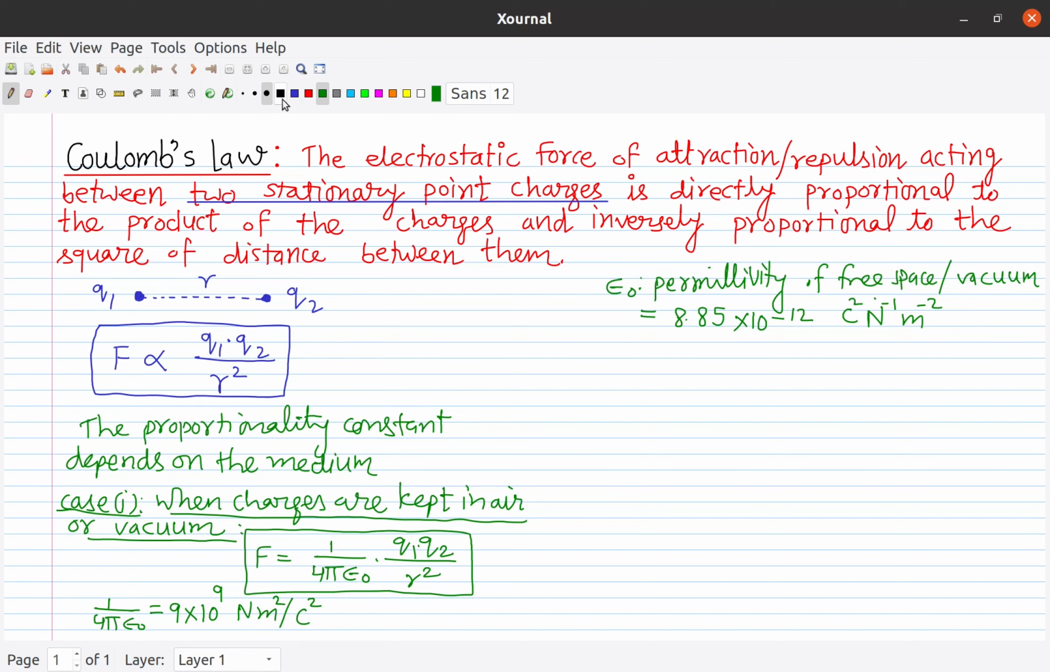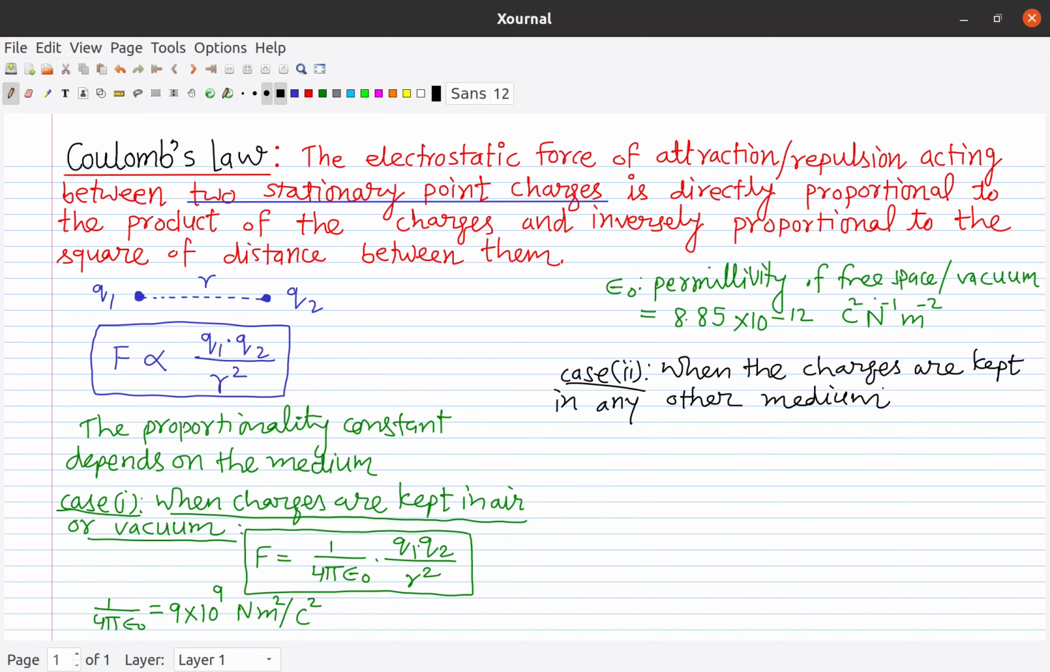Now let's discuss the second case, case 2: when the charges are kept in any other medium. In any other medium, as I told you, the force will get smaller as compared to the force in vacuum or air. Suppose I want to write the new expression for force, say F prime. The original force in air or vacuum was 1 upon 4 pi epsilon naught, q1 into q2 divided by r square.